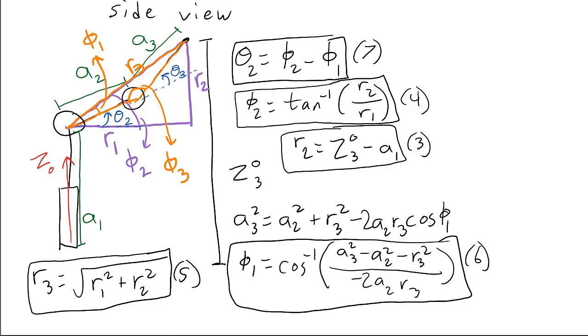Now all I need is an equation for theta 3. Let's see if we can get an equation for theta 3. Theta 3 is equal to 180 minus phi 3. So I need an equation for phi 3, and phi 3 is an angle inside the non-right orange triangle, so I'll use the law of cosines. Almost always, when you're trying to find a part of a non-right triangle, you're going to use the law of cosines.